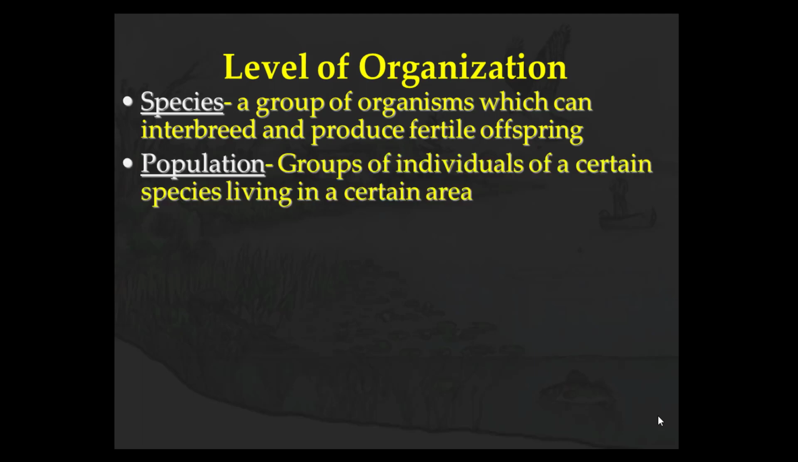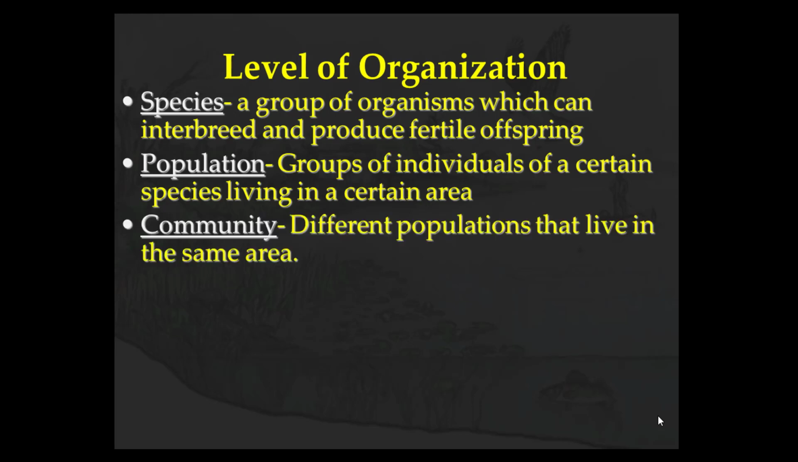Population. When a group of individuals of a certain species live in a certain area, it forms a population. For example, the population of China, the population of India, the population of America, etc.